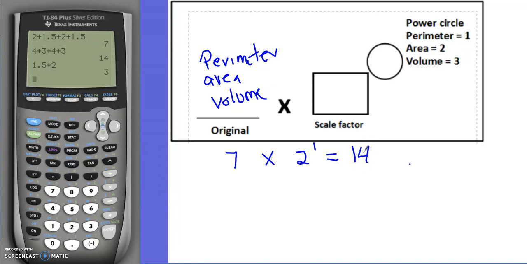Okay, now let's say we did the area. We said the area of the original was 3. We have a scale factor of 2, and we're going to do to the squared power. 2 squared is 4. 4 times 3 is 12. Okay. And if we want to do volume, we can't in this particular case because it's just a 2-dimensional figure, but we could do it. All right, let's go to the back side.